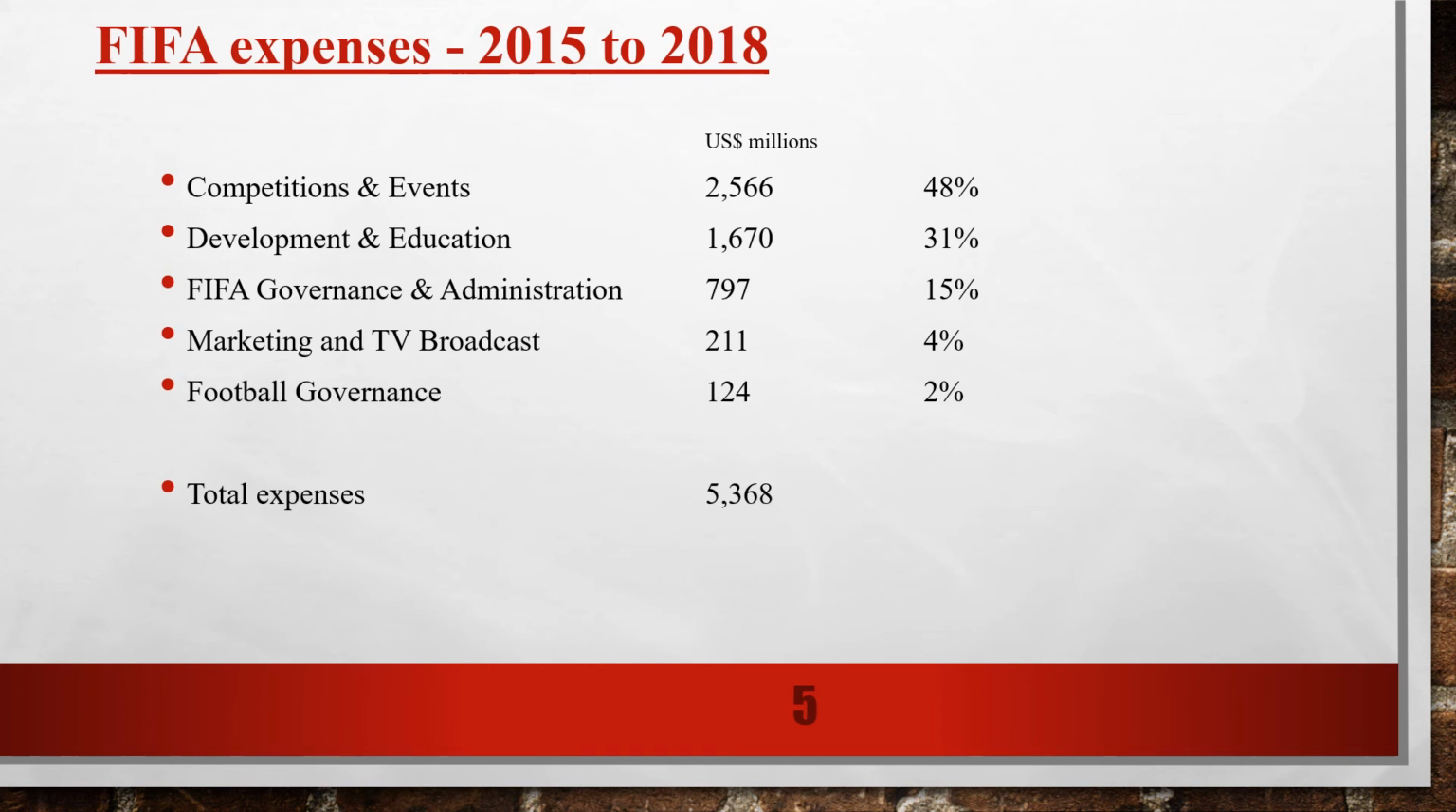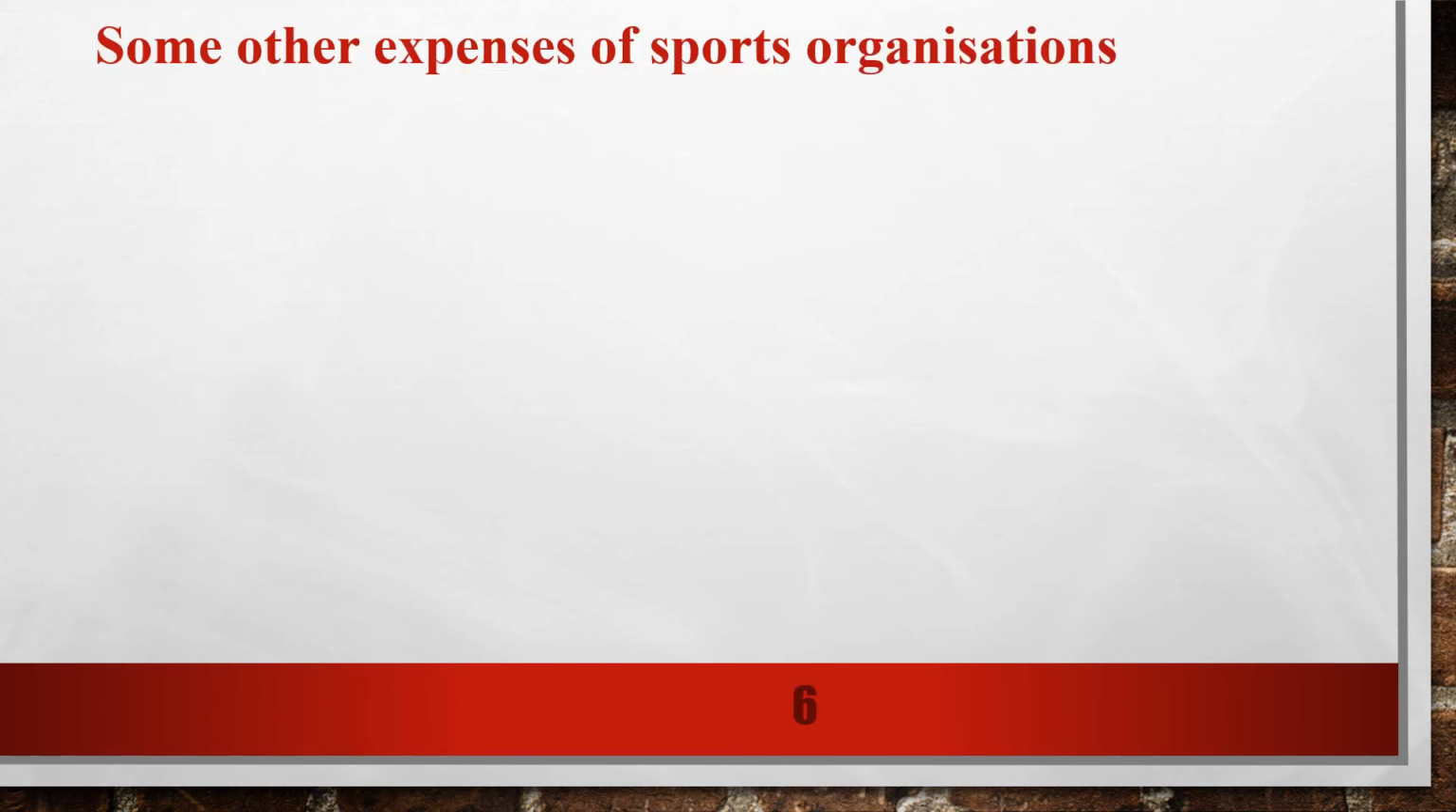FIFA reports that it spends approximately $2 million a day towards international competitions and $550,000 a day towards worldwide football development. I will be analyzing the FIFA annual report and the financials of some other sports organizations in a future episode. This should be an interesting exercise and is one that I'm actually looking forward to. So to finish off, I'll just mention some other expenses that sports organizations may incur.